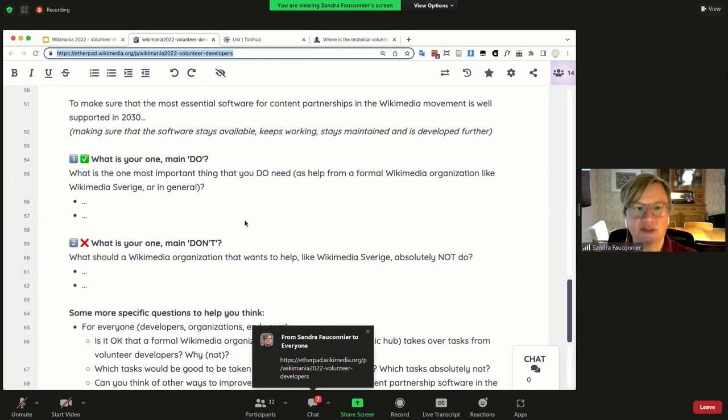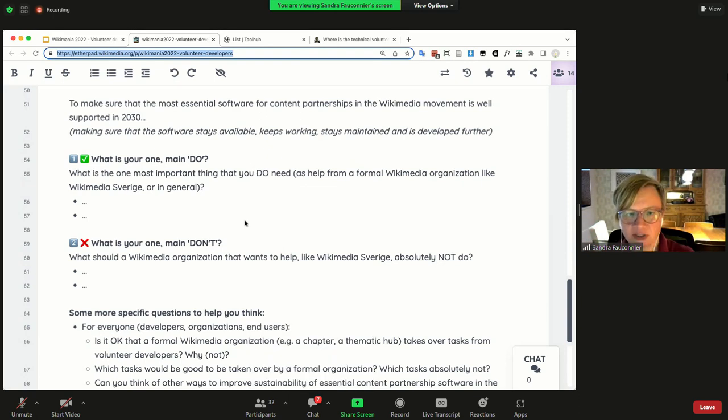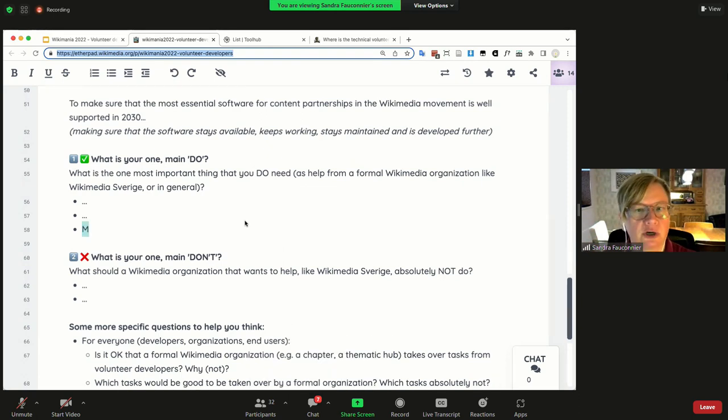If we think about a situation where the essential software that we use for content partnerships, batch upload software, software for statistics, software for reconciliation, all sorts of things that people want to do for partnerships. What are the essential things?